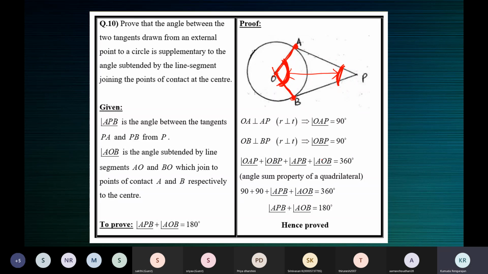So we've used the angle sum property for quadrilateral. In the quadrilateral, the sum of the four angles is 360, but we know two angles are 90 each. So the sum of the remaining two angles will be 180. Because here the sum of two angles is 180, the remaining sum is 180. Is it fine, children? Yes, ma'am. All right, please take a screenshot.